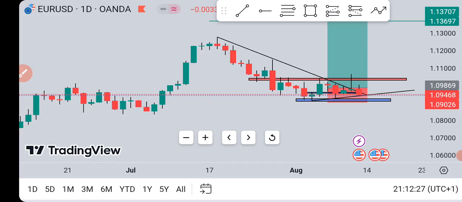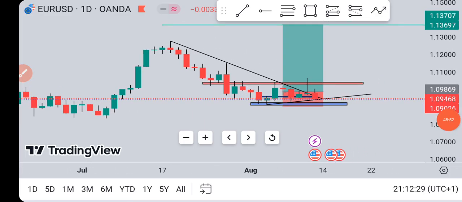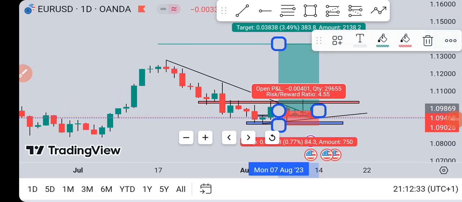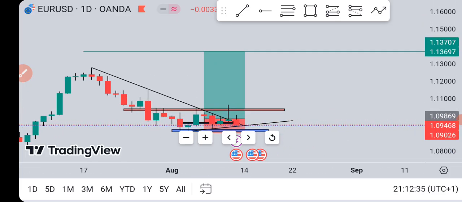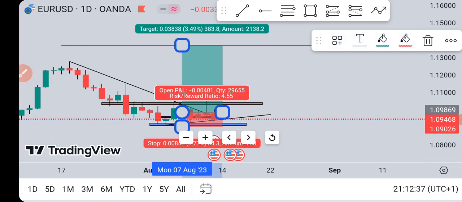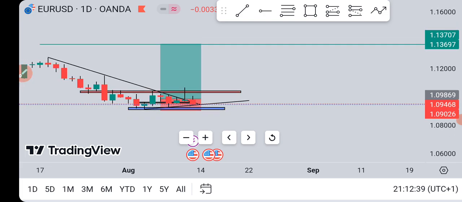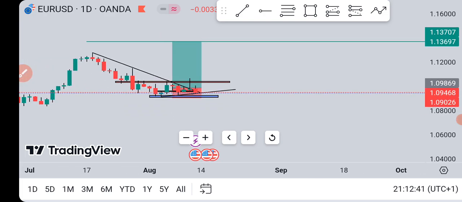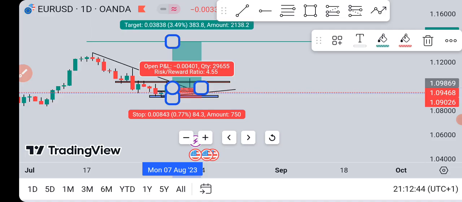Now, this is what I did here. This is my trade. So you can see everything. Okay, let me make it clear for you guys. Let me just make it small. So you can see I'm risking 84 pips to back 387 pips. Let's just call it 400 pips.